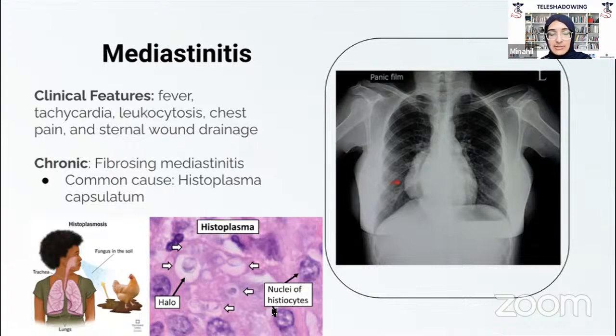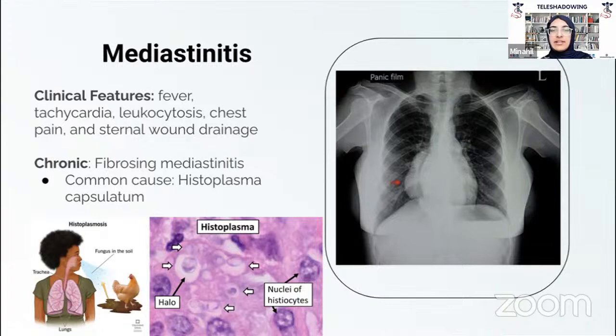This is why pathology is very important to know, because someone presenting with fever, tachycardia, leukocytosis, and chest pain could have a lot of different types of diseases. It can be a wide range of differentials. So how do you differentiate that? You do diagnostic studies and narrow down your differential diagnosis.